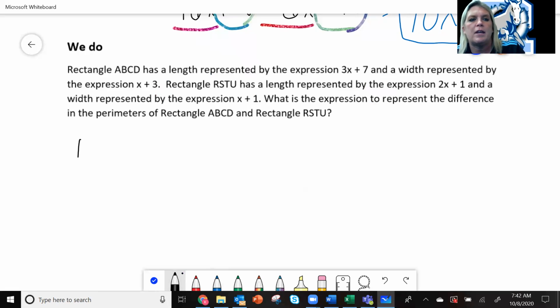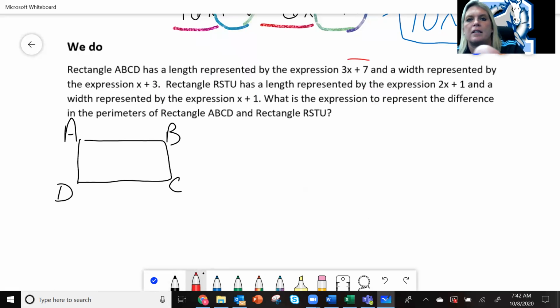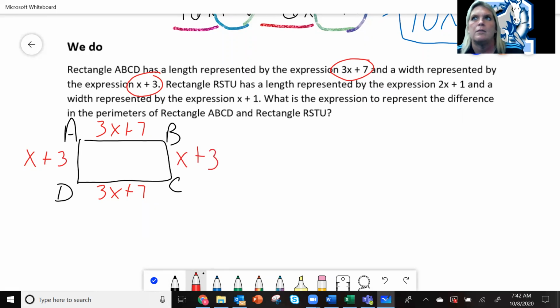The first thing we have is a rectangle, A, B, C, D. It says that the length is 3x plus 7. You should have put 3x plus 7 up here, 3x plus 7 down here. Then it says the width is x plus 3. So the left is x plus 3, and so is the right. Make sure you did that first.